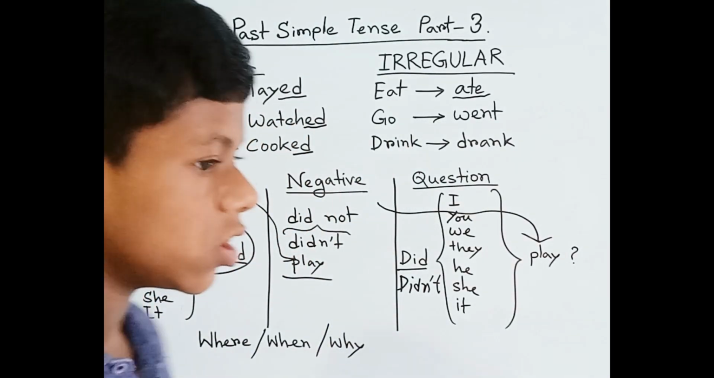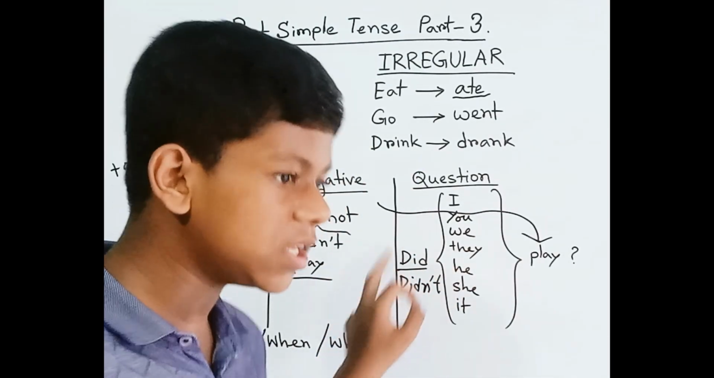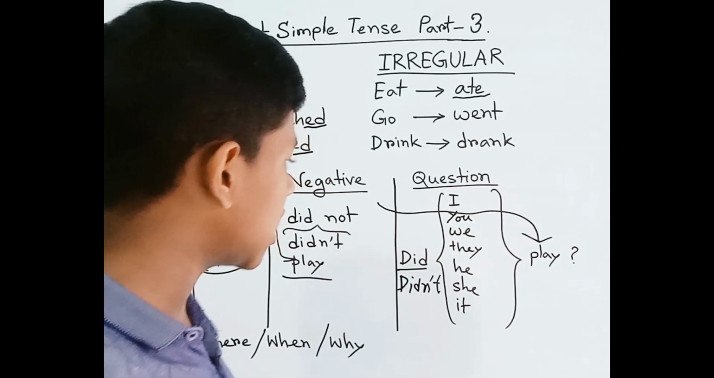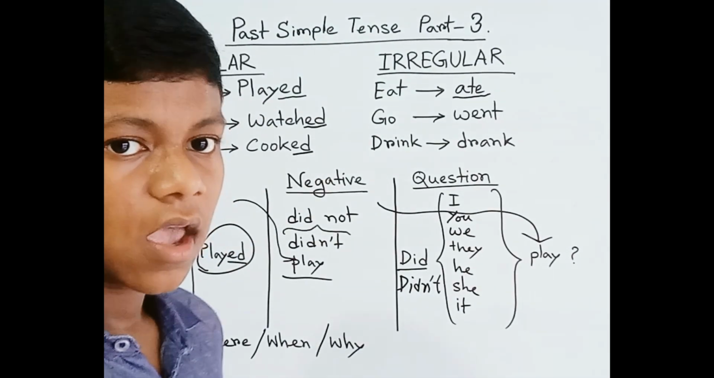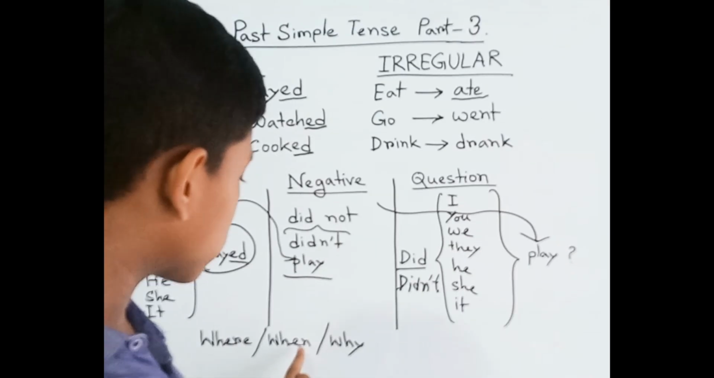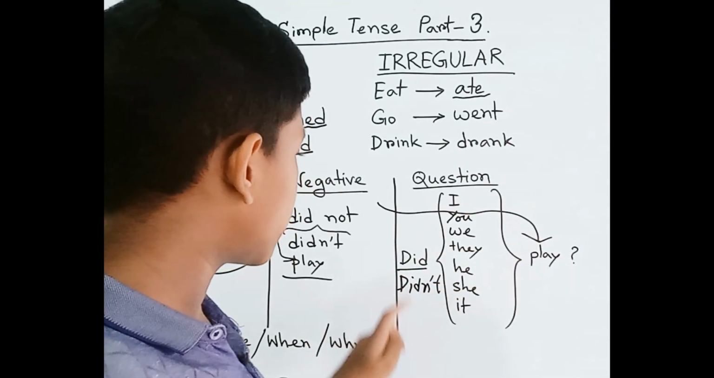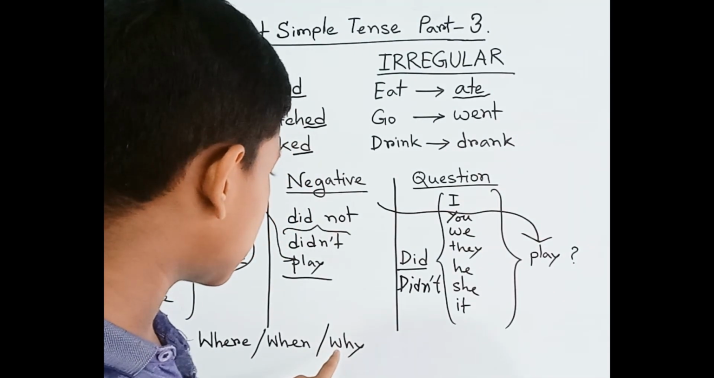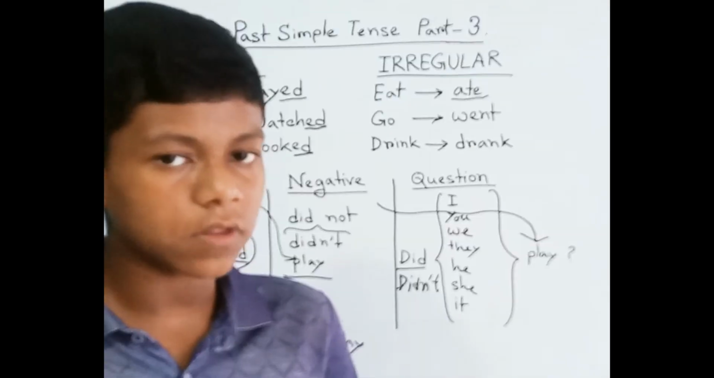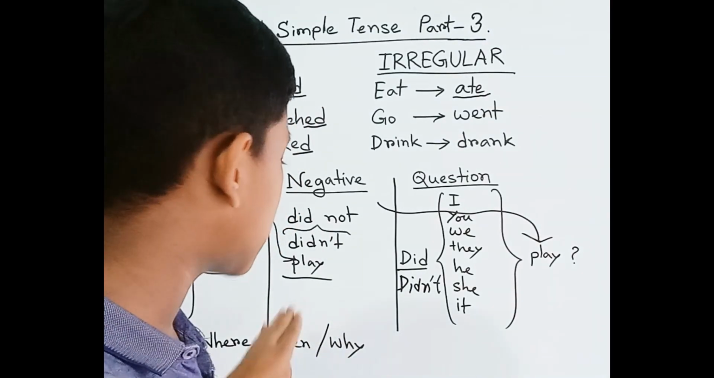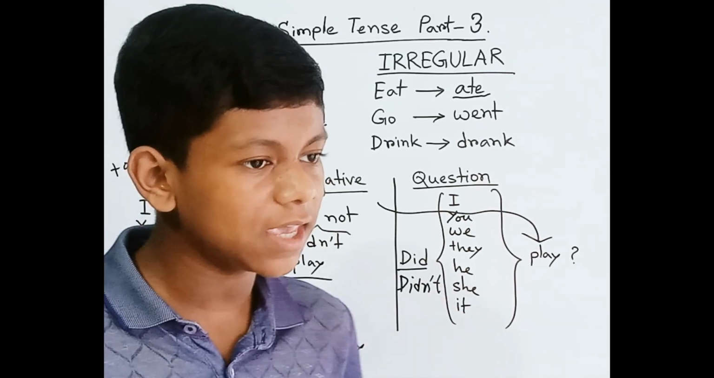If we want to make a WH question, we just have to put the WH word before the did. So here we can simply say: when did I play, when did you play, when did we play. You can say it like this. And also when did he play, when did they play. And if I say why, it will be the same also. And if you want to make these kinds of WH questions negative, then you can say when didn't you play, when didn't he play.